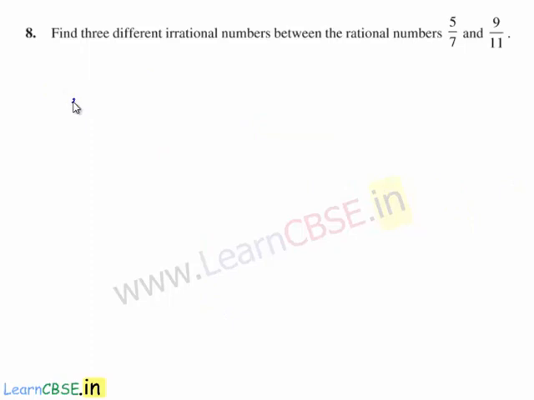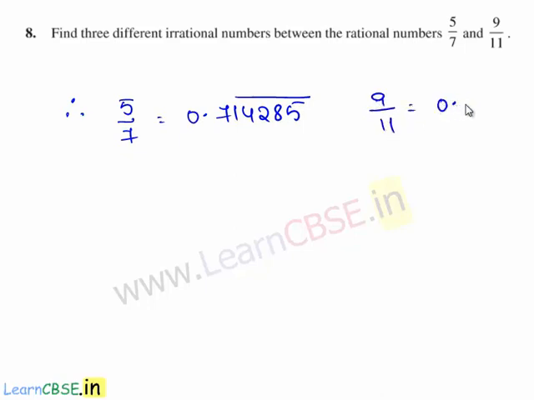Therefore, the decimal expansions of both the rational numbers 5 by 7 is equal to 0.714285 bar and 9 by 11 is equal to 0.81 bar. Now we need to find three different irrational numbers between 0.714285 bar and 0.81 bar.